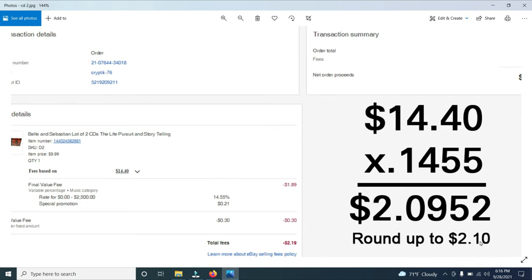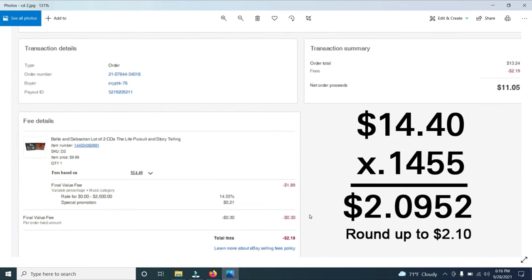However, because I am a top rated seller, I got a 10% discount on the $2.10 fee. And that is reflected right here. If you see this, it says special promotion, 21 cents. That is the 21 cents that I saved for being a top rated seller. So $2.10 minus 21 cents is $1.89. That's what I paid in the final value fee. But I also have to pay a 30 cent final value fee that is a fixed amount on every item that I sell. So $1.89 plus 30 cents is $2.19. That is what I paid in total eBay fees to sell this lot of two CDs.